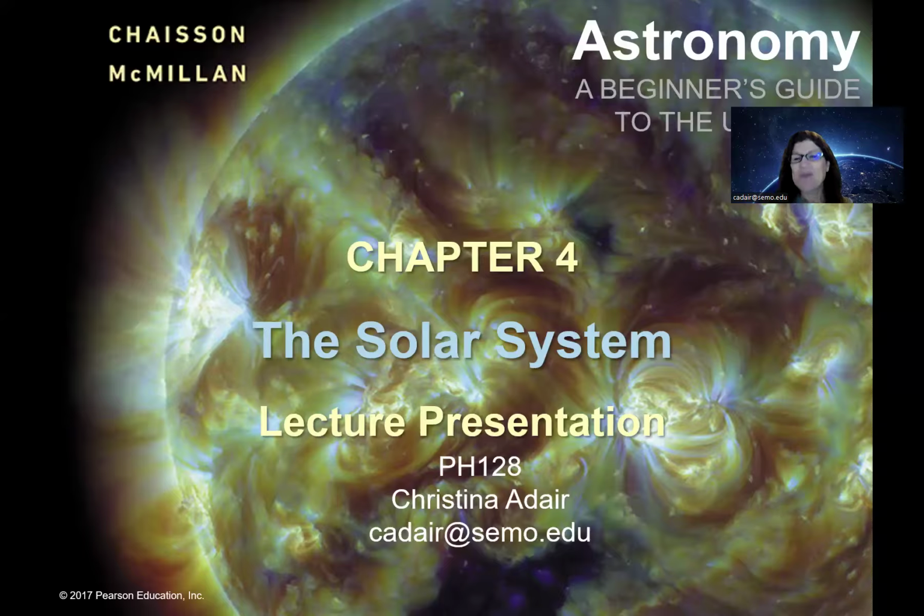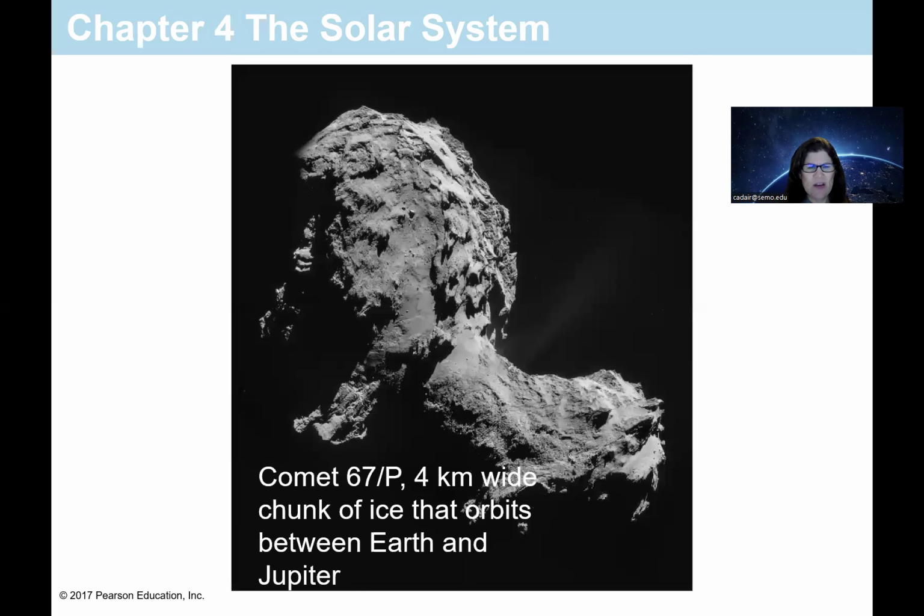But now we're actually going to start talking about objects in space. We're going to start with the solar system, then move out to stars, and then talk about some weird stuff. So the solar system is where we're going to start, and here we are. This is a comet. It's basically a big chunk of ice that orbits between Earth and Jupiter. I think this is an actual picture.